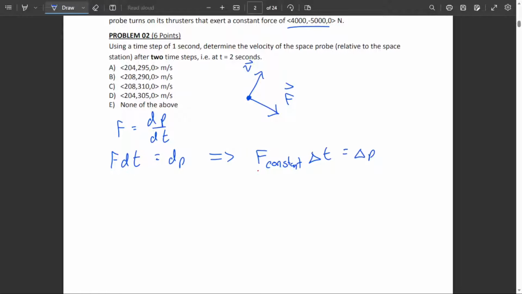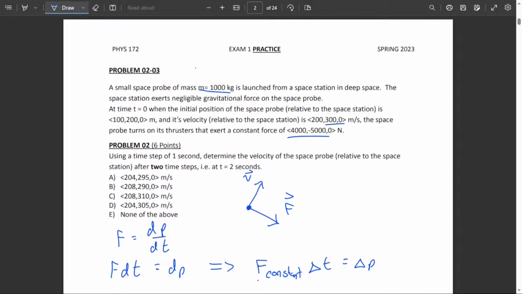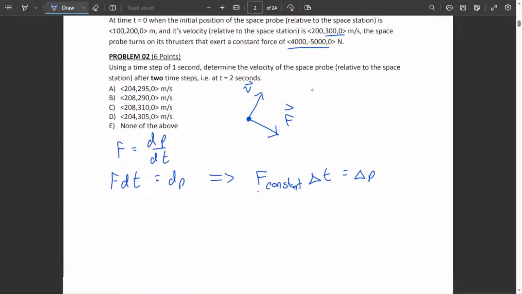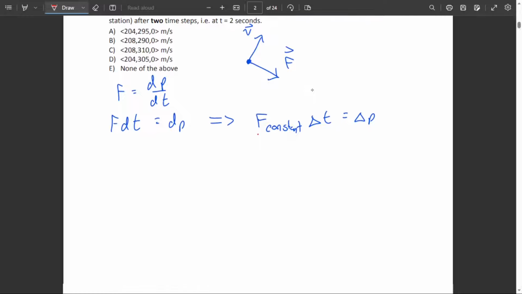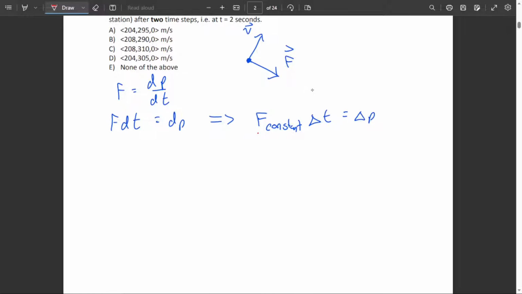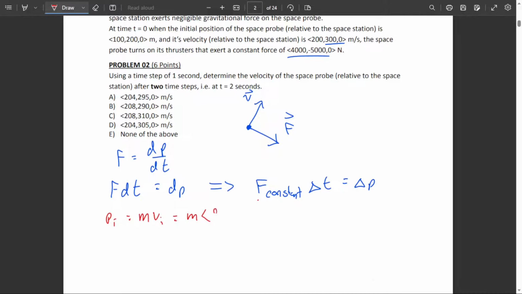Using this, we can really easily calculate what the change in momentum of the probe is. And then since we're given the mass and the velocity of the probe initially, we can calculate the final momentum of the probe and then calculate the final velocity of the probe. So, let's do that. Let's start with the initial momentum. That is going to be equal to the mass times the initial velocity, or actually we'll just leave it like that. It's the mass times 200, 300, 0.